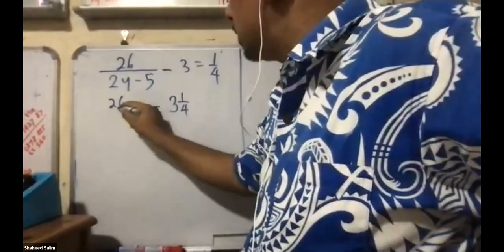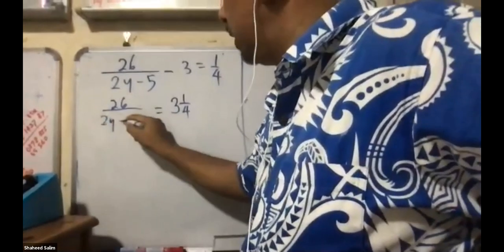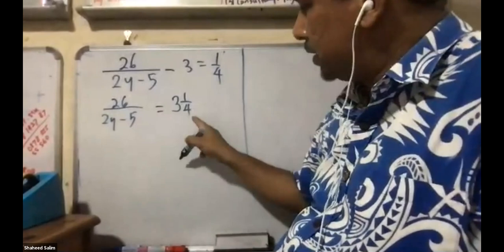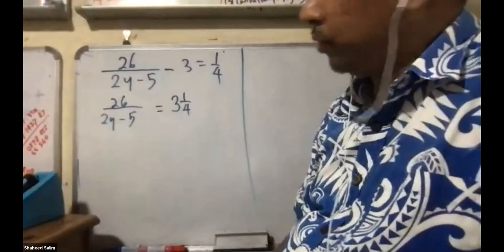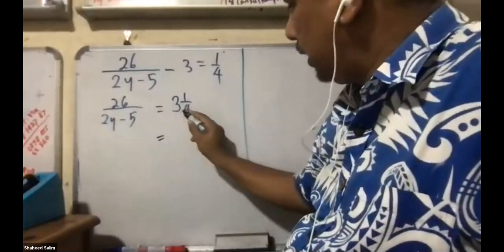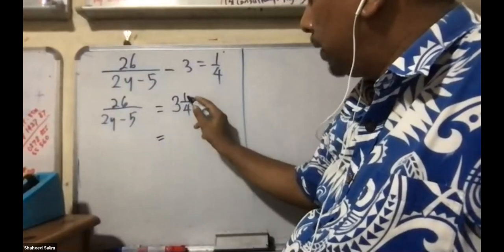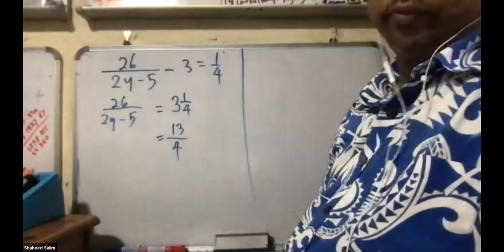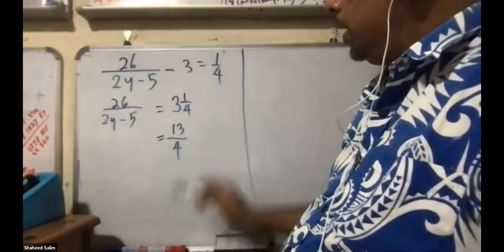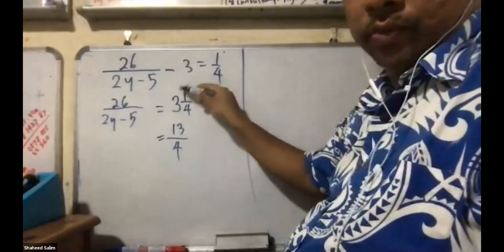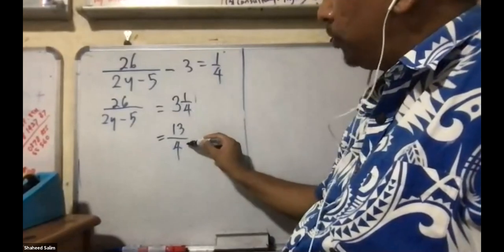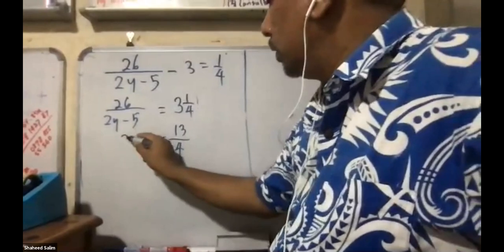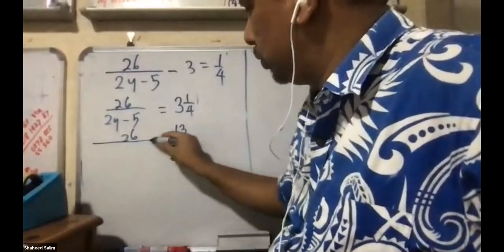Down here is 26 over 2y minus 5. Now you cannot play seesaw yet. You got to express it as an improper fraction. How to get the improper fraction? 3 times 4, 12, plus 1, 13 over 4. If you don't believe, you can put this in your calculator also, and it will show you the improper fraction. Your calculator can show it to you.